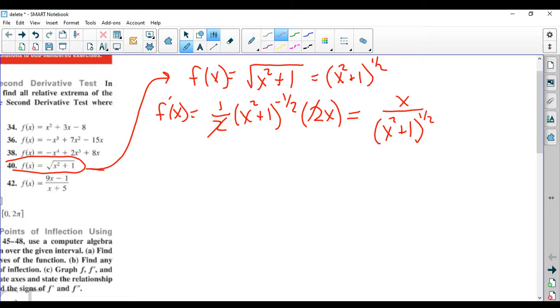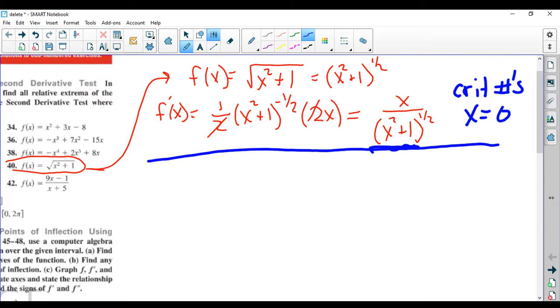The critical numbers are where the first derivative equals 0. So in the case of a rational function, it's where the top equals 0. That would be just x equals 0. You have to worry about the bottom too. It may have an asymptote or just may be an undefined derivative, but x squared plus 1 is always positive, so that will never equal 0.